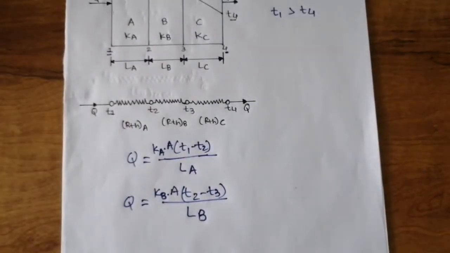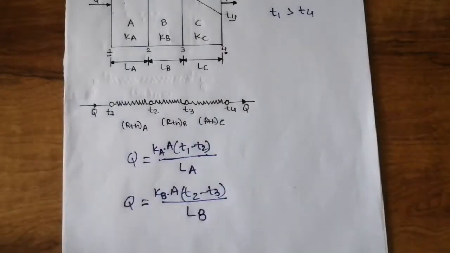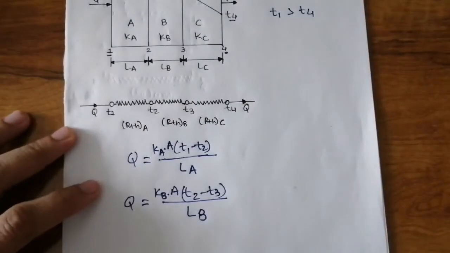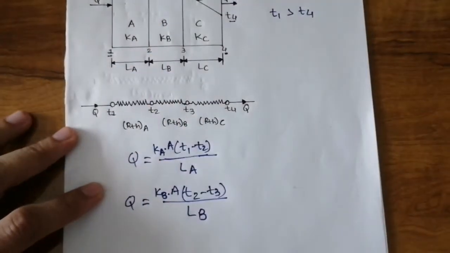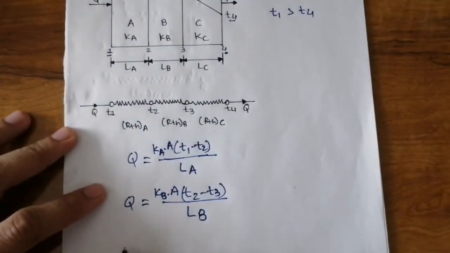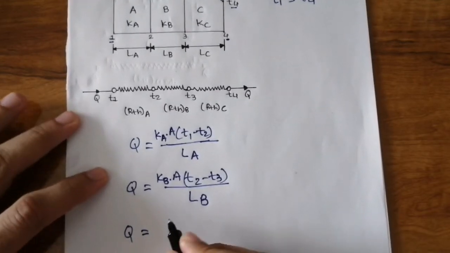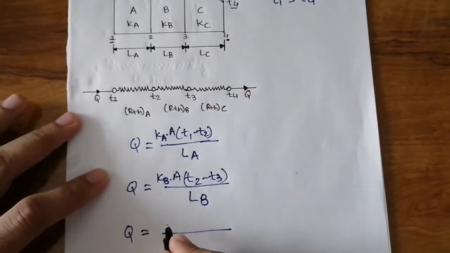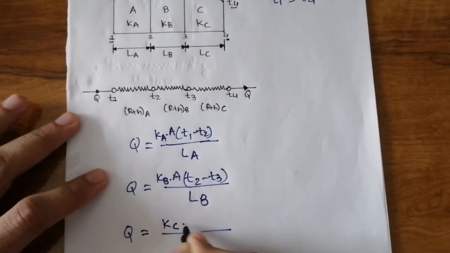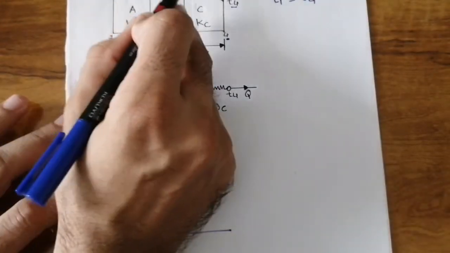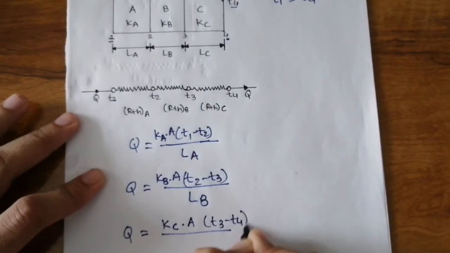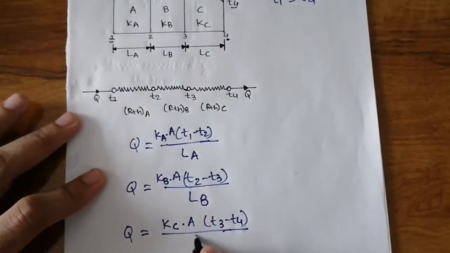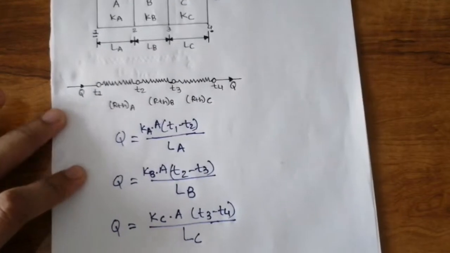Now in a similar way we consider layer C. The quantity of heat flowing through layer C per unit time is Q, which is equal to the thermal conductivity of layer C, Kc, into area, and the temperature difference is T3 minus T4. The thickness is Lc.